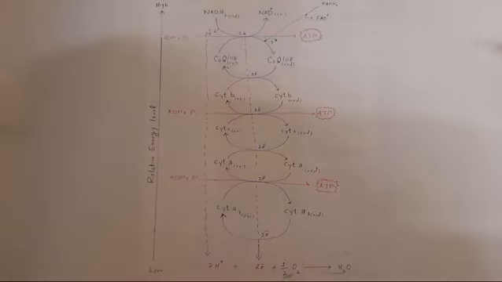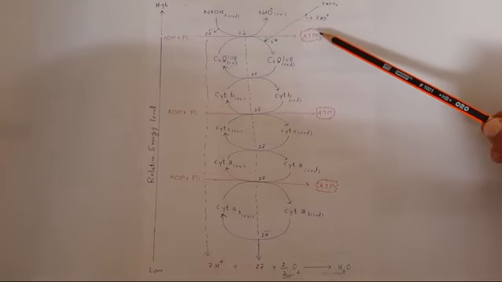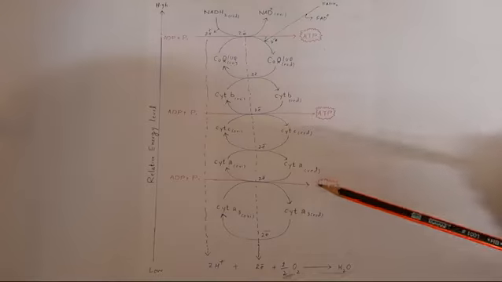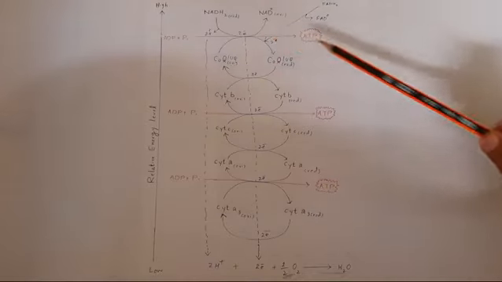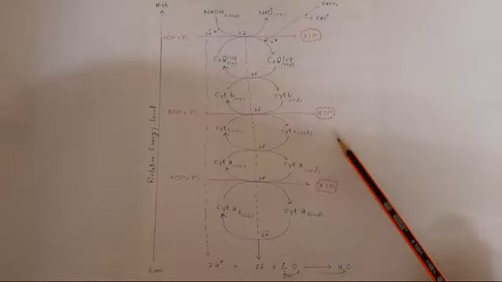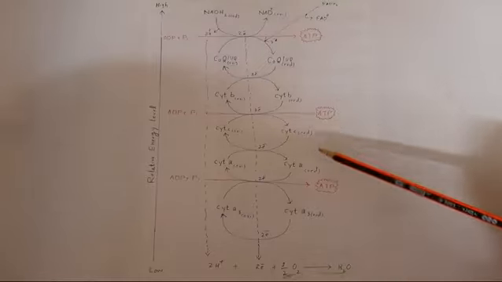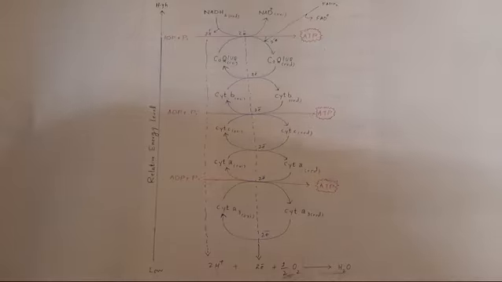And note that 3 ATP molecules are formed in this process. 1, 2, 3. One here at the coenzyme Q end, right? Second between the cytochrome B and cytochrome C, and the third between cytochrome A and cytochrome A3.